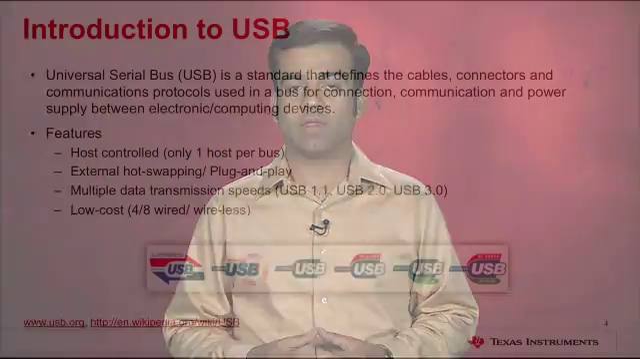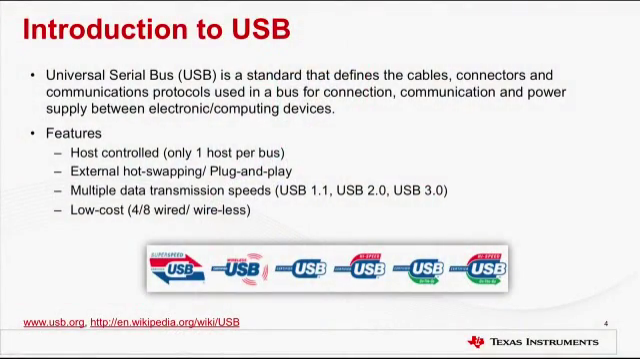USB is a standard that defines cables, connectors, and communication protocol used in a bus for connection, communication, and power supply between various electronic and computing devices. Some of the key features of USB are listed on the screen. It is a host-controlled communication protocol, that is, USB allows only one host and multiple devices per bus. USB also supports multiple data transmission speeds. It has evolved from USB 1.1 to 3 now. With the exception of USB 3, which uses 8 wires, USB uses a 4-wire interface.